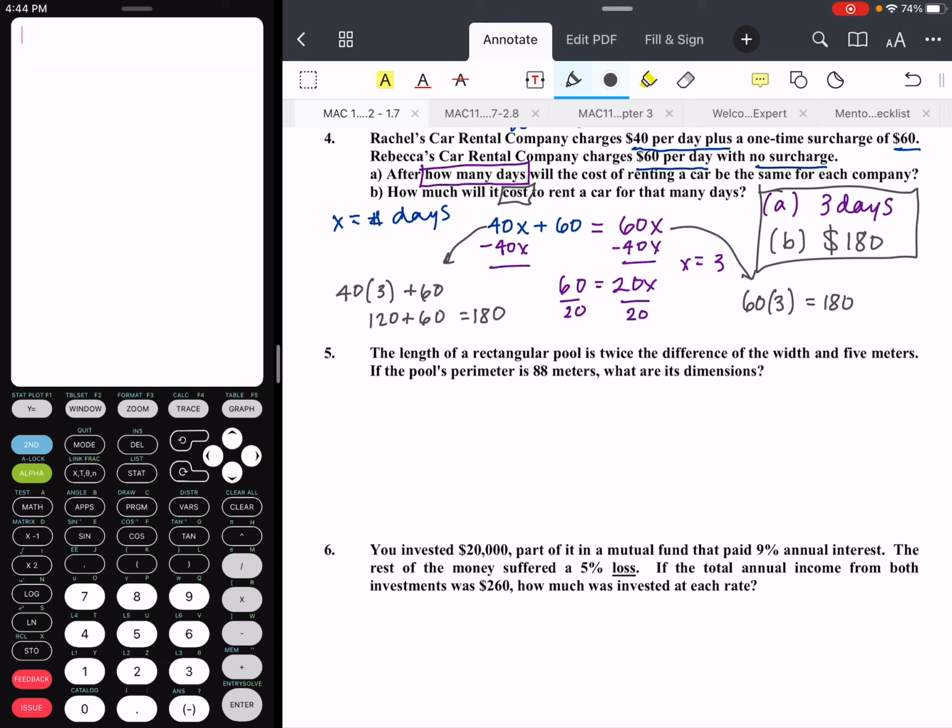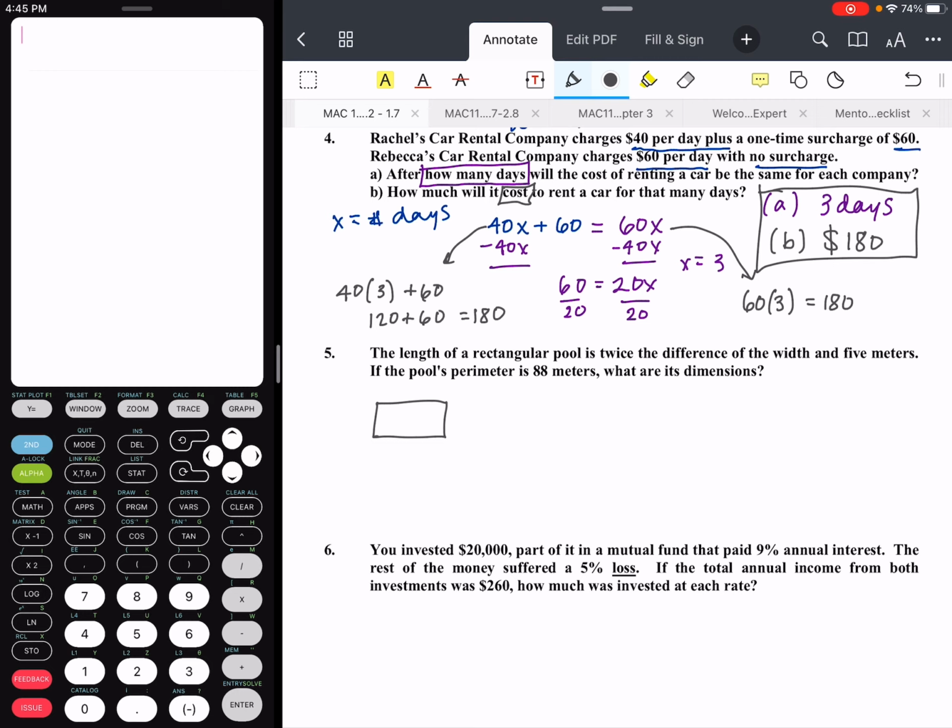All right, looking at number 5, if the length of a rectangular pool is twice the difference of the width and 5 meters, and the pool's perimeter is 88 meters, then what are its dimensions? Okay, so for this, if you like drawing, if you're an artist, let's go ahead and sketch out a quick little rectangle there.